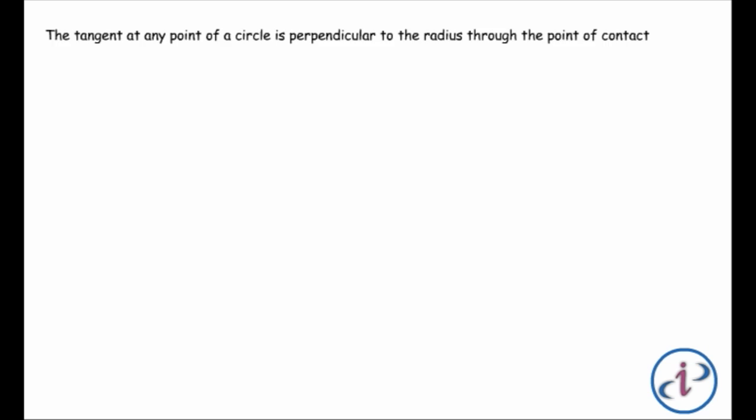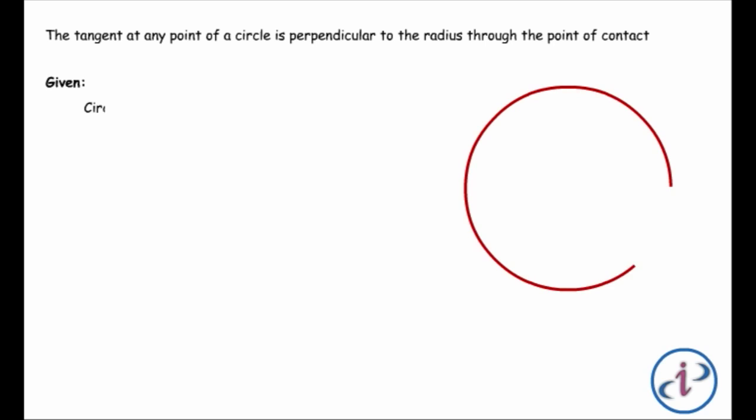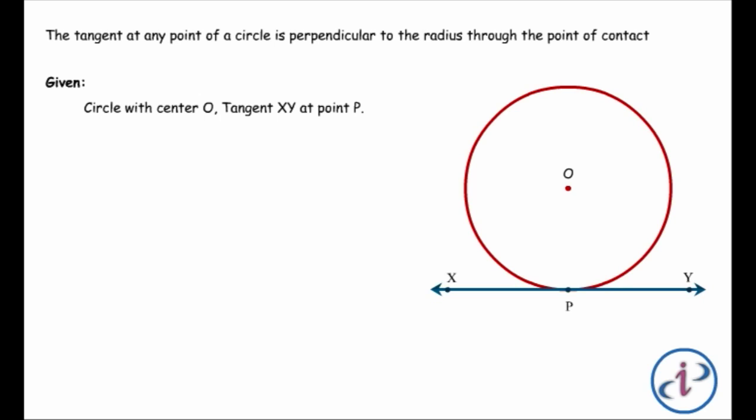Let us look at some of the theorems based on tangents to a circle. The first theorem states that the tangent at any point of a circle is perpendicular to the radius through the point of contact. We are given a circle with center O and a tangent XY to the circle at a point P. We need to prove that OP is perpendicular to XY.